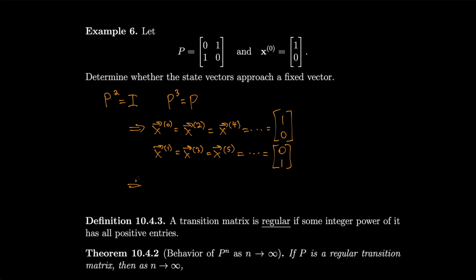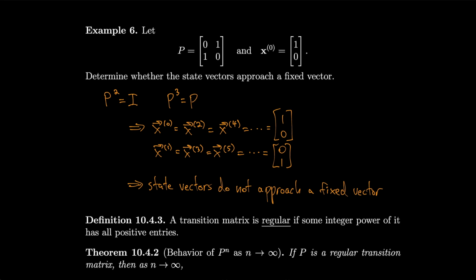In any case, we see that here we finally have an example of state vectors that do not approach a fixed vector. So it doesn't always happen. A transition matrix is regular if some integer power of it has all positive entries. We'll use that definition to talk about when we have vectors that approach a fixed vector.